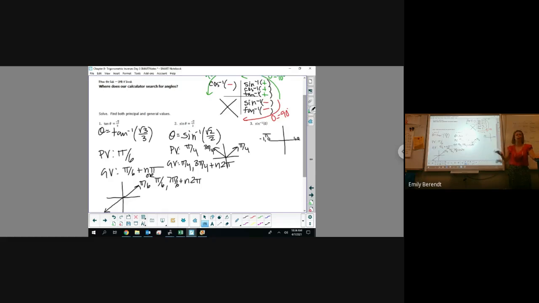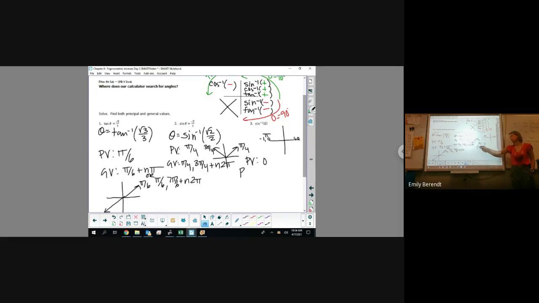It can't give you pi. So your PV can't be pi. It has to be the one over here between 0 and 90 or 0 and negative 90. What would it be? 0 and 90 or 0 and negative 90? 0. Oh my goodness. So your PV is just 0.